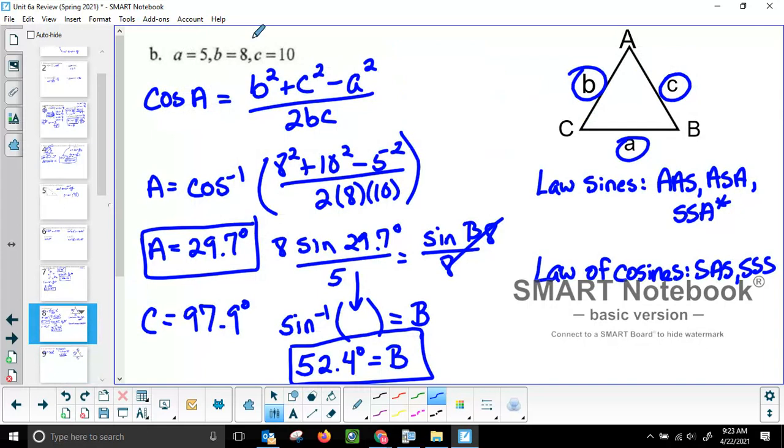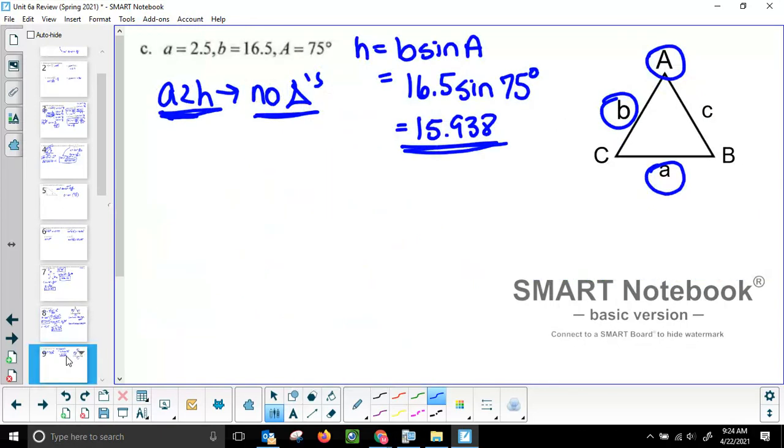Okay, remember from geometry, in any triangle, the smallest angle is across from the smallest side. The largest angle is across from the largest side. So we had already found A here, so the only two left were B and C. Well, B has to be the smaller angle because it's the smaller side. Does that make sense? So that's how we determine which one we want to find. You're welcome.